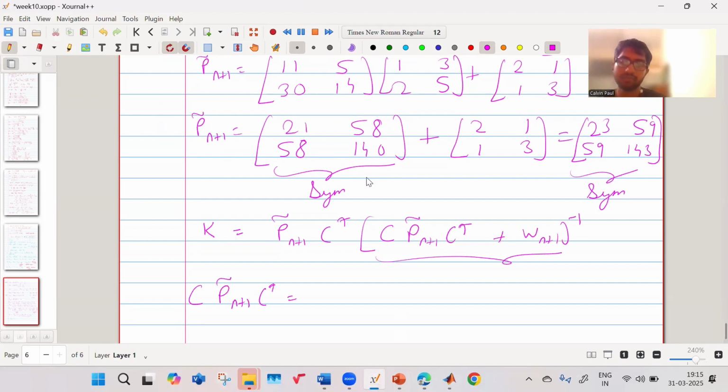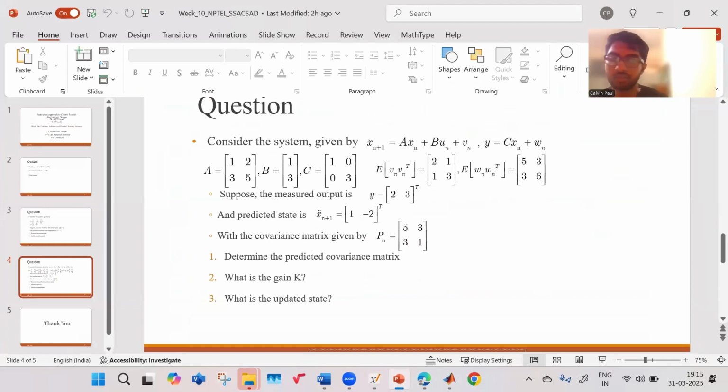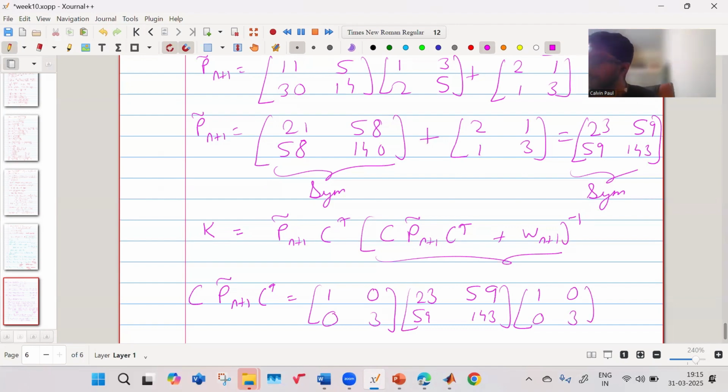What is our C? I think it will be very complicated. C is [1 0; 0 3]. P tilde n plus 1 is [23 59; 59 143]. Again, C transpose comes out to be [1 0; 0 3]. This is C. So what I'll suggest is to first do this multiplication, because if you observe, this is the same thing here.